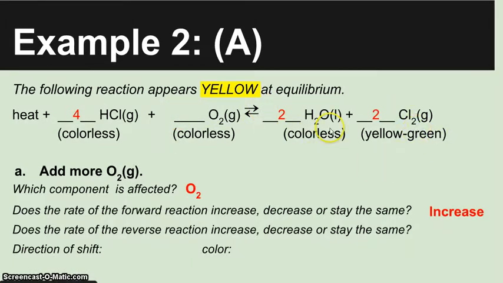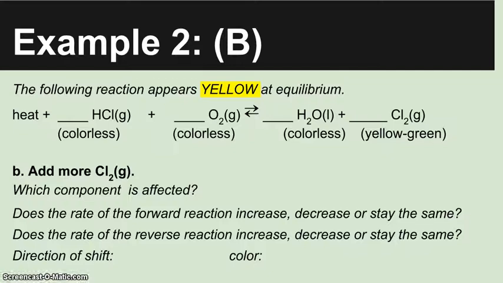Let's go to the reverse reaction. Does the rate of the reverse reaction change? Well, O2 is not found in the reverse reaction, so adding more of it doesn't speed up or slow down that reaction because it doesn't depend on O2. So it stays the same. Therefore, if we have an increase in the forward direction, and no change in the reverse, we see an overall shift to the right, and in this case we'd see more of a yellow-green color maybe. Okay? So again, I'm analyzing this by which component was affected, which rate changes, and therefore which shift we see.